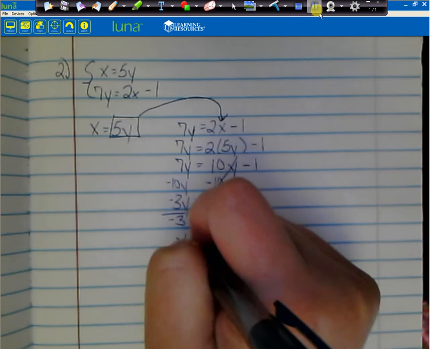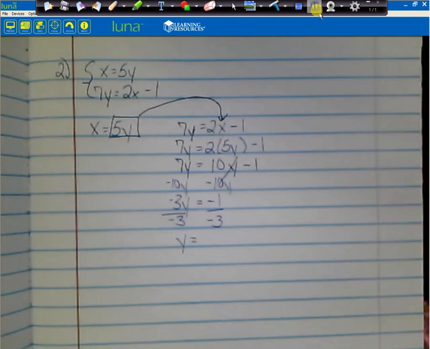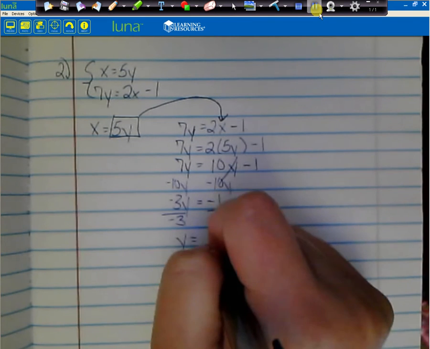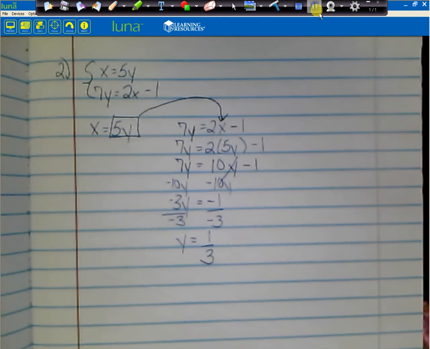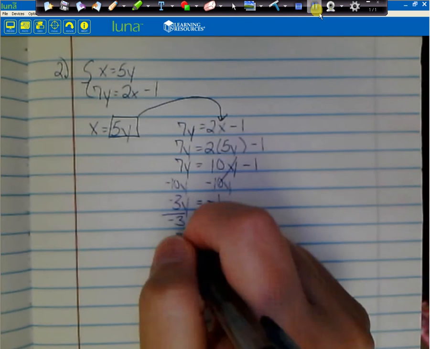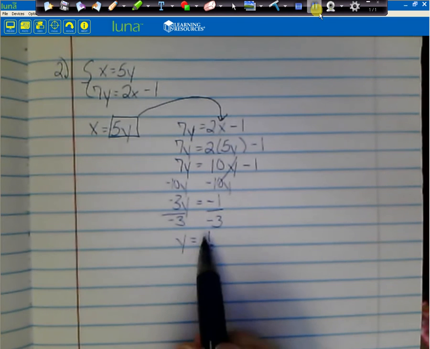And y equals negative divided by negative is a positive, and I'm going to leave this as 1 over 3 because that's a repeating decimal. If it's a nice pretty decimal, then you can leave it as a decimal. If not, you need to leave it as a fraction. So I found my y equals 1/3.